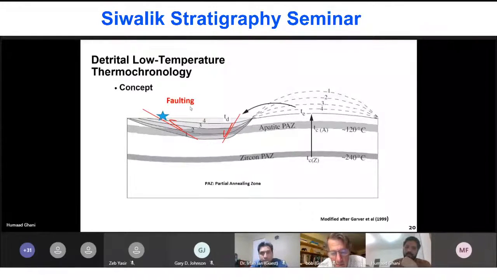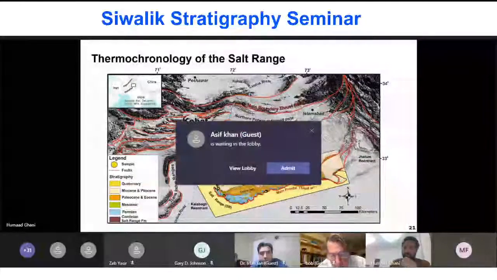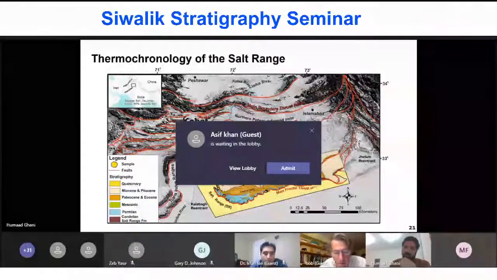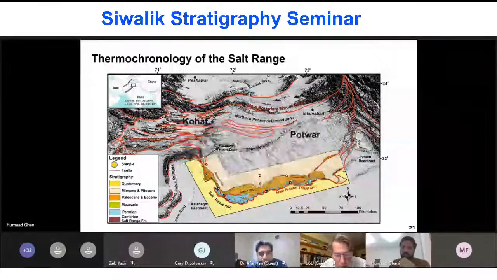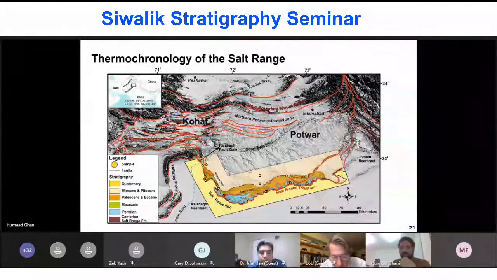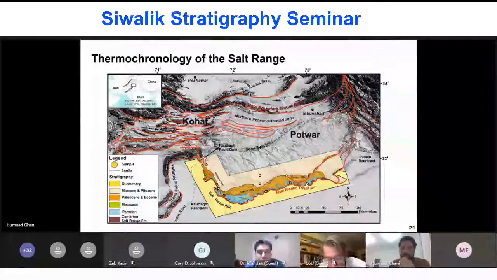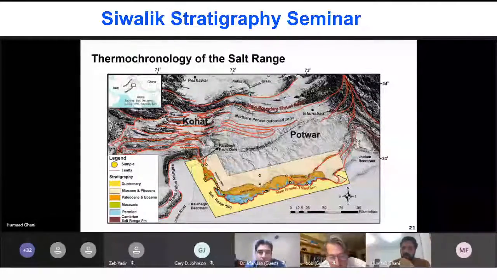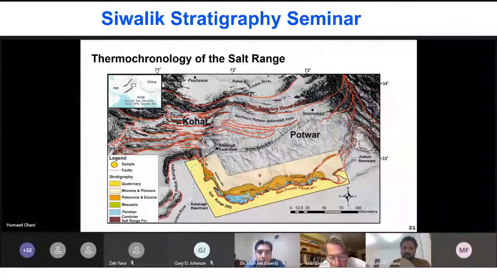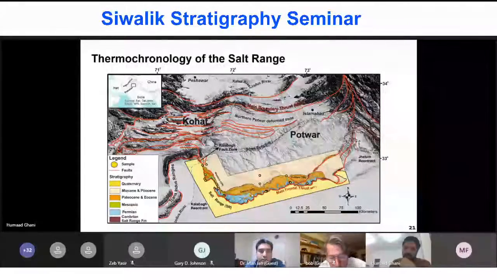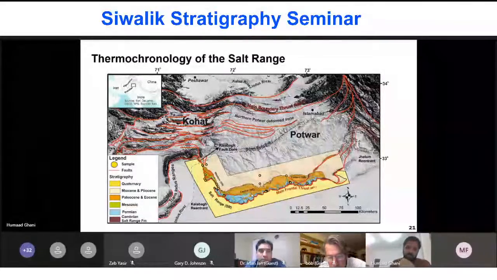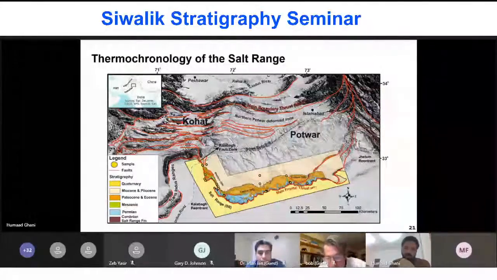So what I did is that in the Salt Range, people like Bob Burbank and Gary Johnson have worked extensively on the Siwaliks and the Rawalpindi Group in this part. So I looked at the pre-Himalayan rocks in that sense. I collected samples from the eastern, central, and western Salt Range, to see the time-temperature history of these rocks and understand what was going on in the pre-Himalayan and then in the Himalayan deformation time.